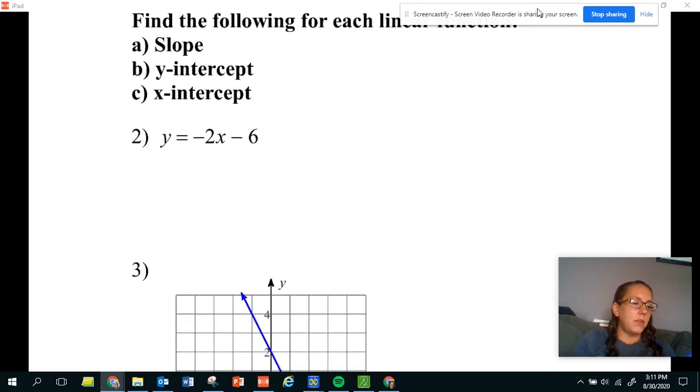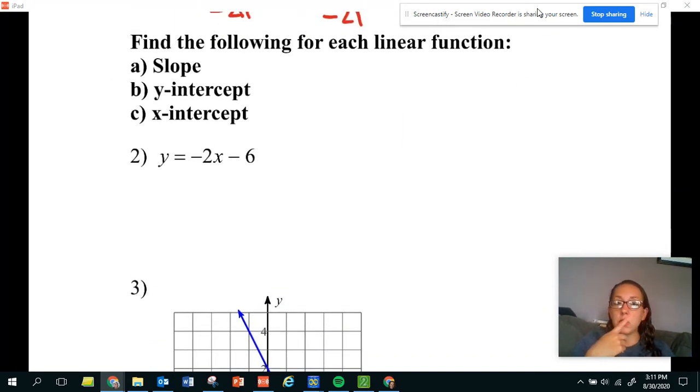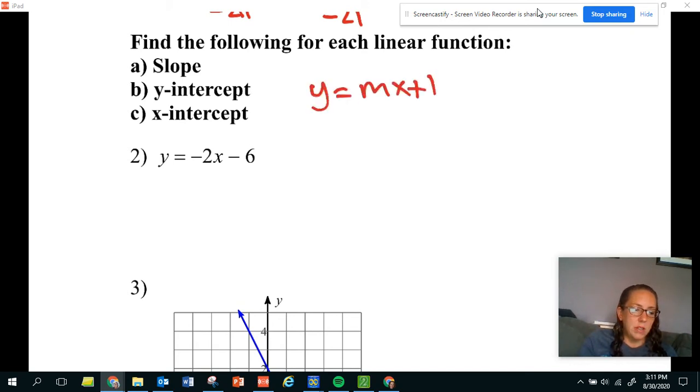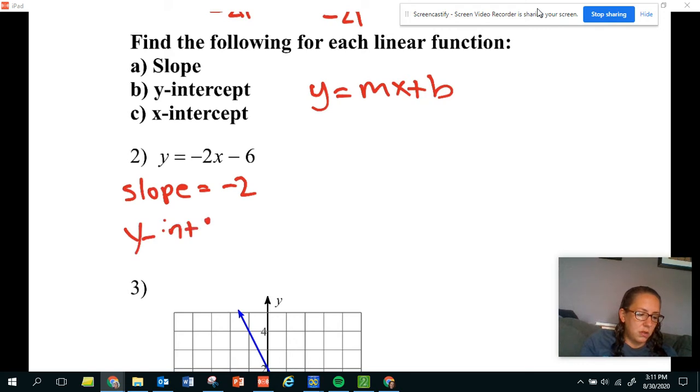So also just wanted to quickly review the slope-intercept form stuff. So for the slope, if I'm finding it from an equation, remember that it's y equals mx plus b, where m is slope and b is your y-intercept. So my slope is -2, or you could say m equals -2. My y-intercept is the point 0, -6.